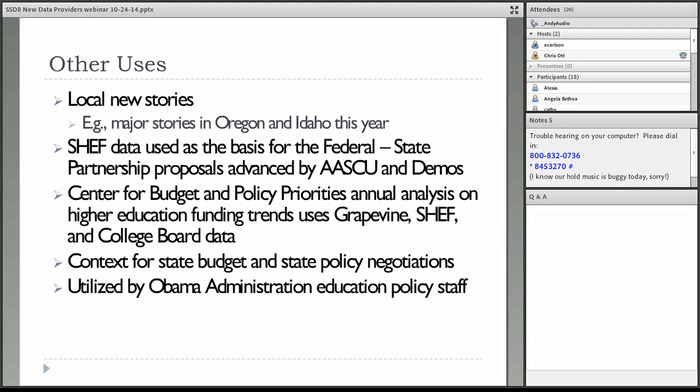Finally, we always try to release the SHEF report in early March. We have not quite been successful in the last year, but we think it can be used for context for state budget negotiations and also state policy negotiations going on during legislative sessions, which for most states are going on at that time. And one more note, it was used by the Obama administration's education policy staff for some of the analyses that they've been doing.